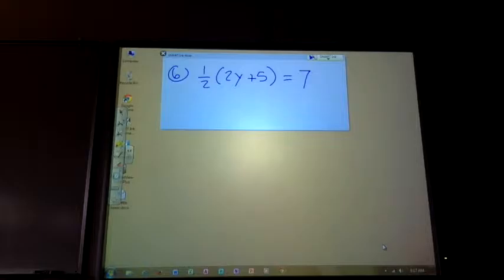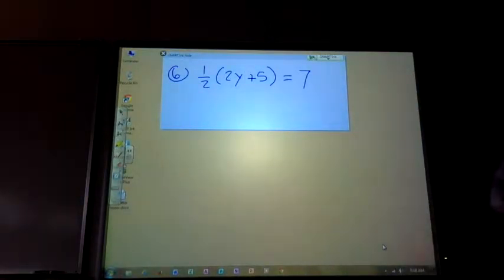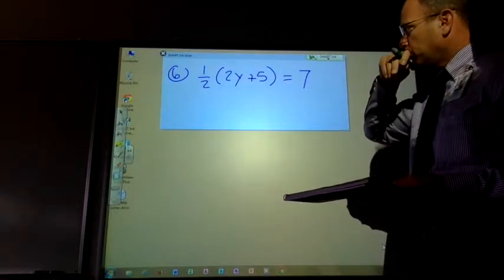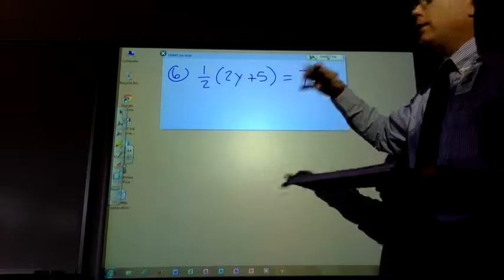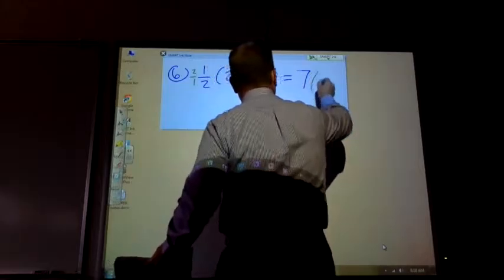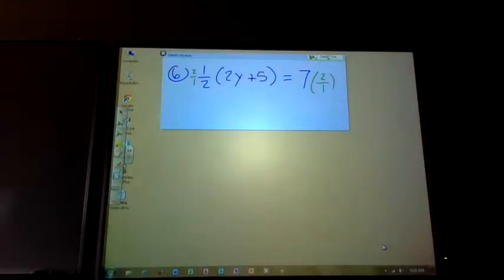What do you think? Should we distribute the 1/2 first, or multiply? How many terms are there right now in the blue? 2. If I distribute the 1/2 over the parentheses, how many terms would it give us then? 3. Okay? So it's your choice. If you want to distribute over, great. If you want to just multiply either side by 2 over 1, that's going to work as well.